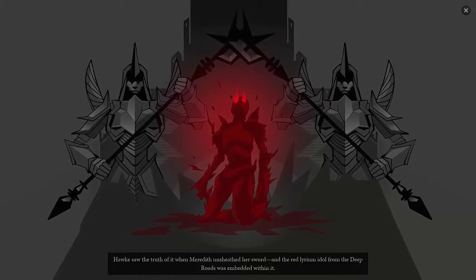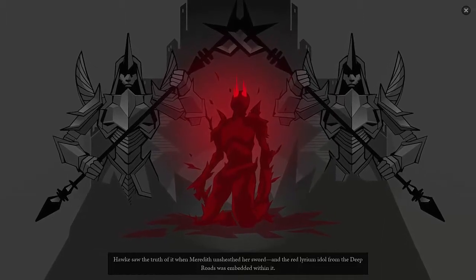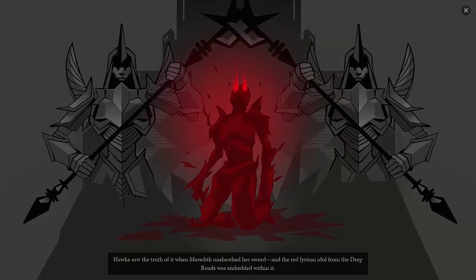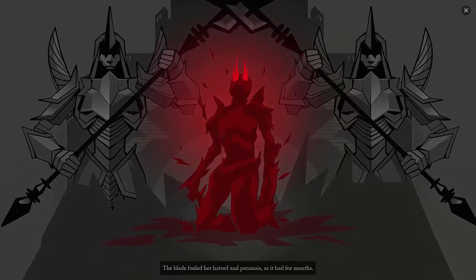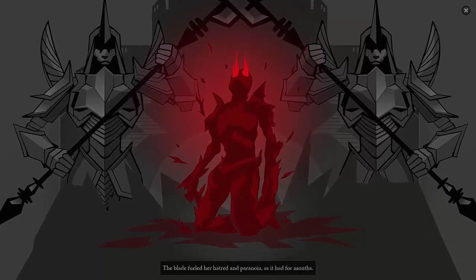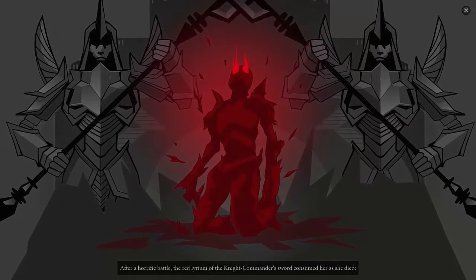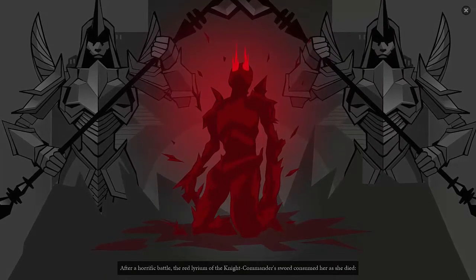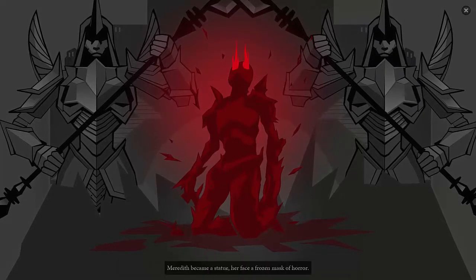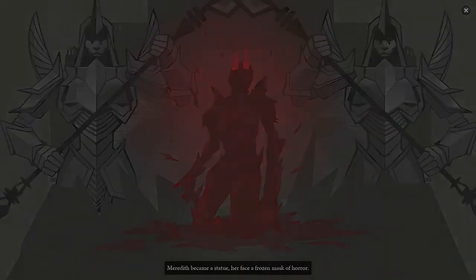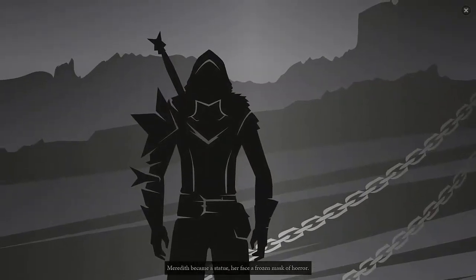Hawk saw the truth of it when Meredith unsheathed her sword, and the red lyrium idol from the deep roads was embedded within it. The blade fueled her hatred and paranoia, as it had for months. After a horrific battle, the red lyrium of the Knight Commander's sword consumed her as she died. Meredith became a statue, her face a frozen mask of horror.